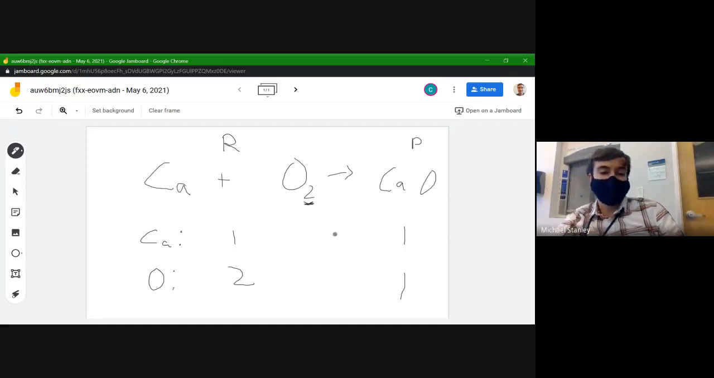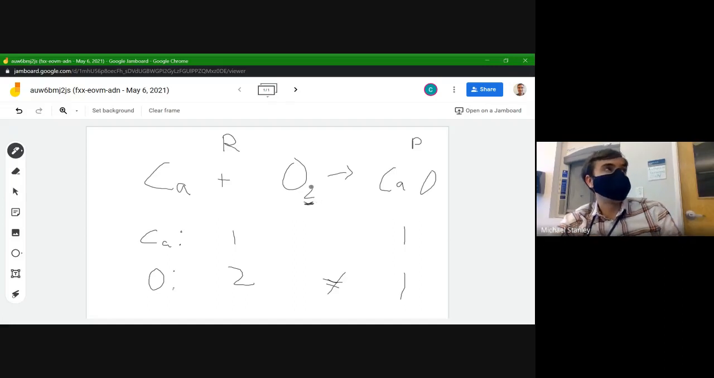So check for atom balance. Our Ca's are starting off as balanced, so that's pretty handy. Our oxygens are not balanced, right? 2 is not equal to 1. So we are not balanced. We've got to do something in order to fix this unbalanced equation. So since our Ca's are already balanced, I don't want to start messing with them. So let's focus on the O's first.